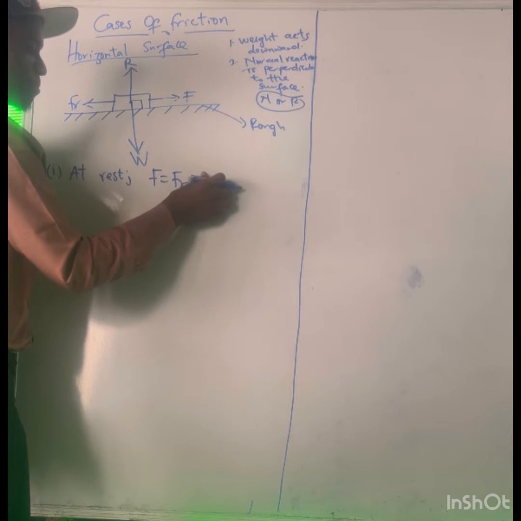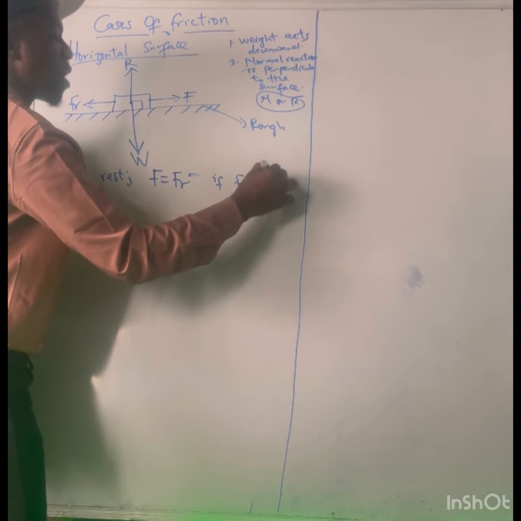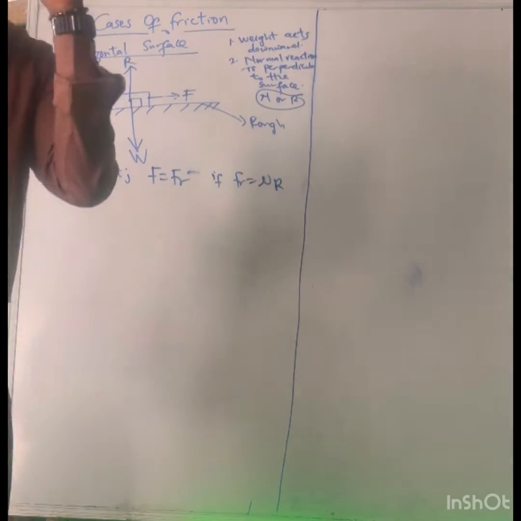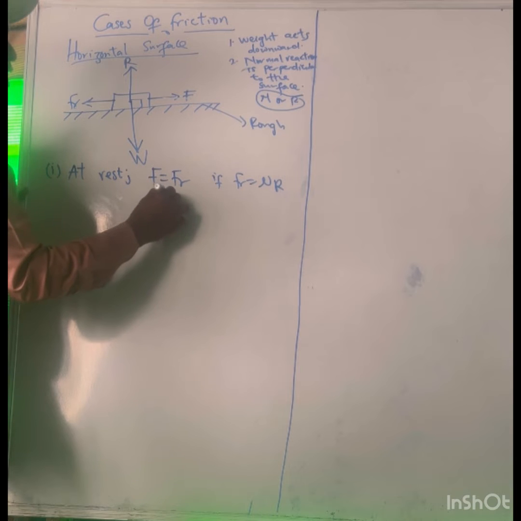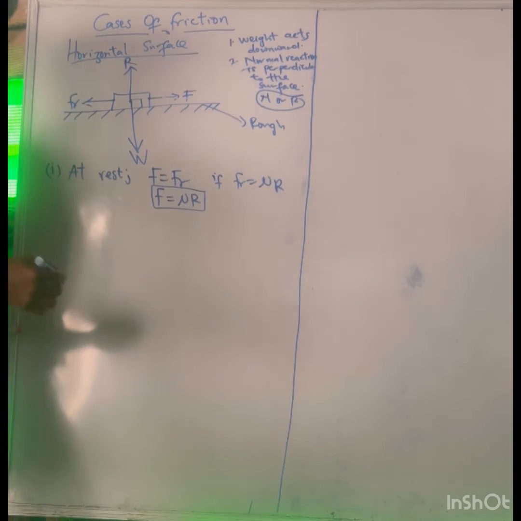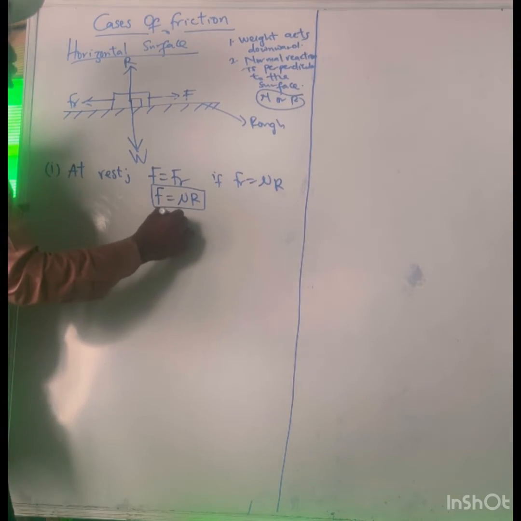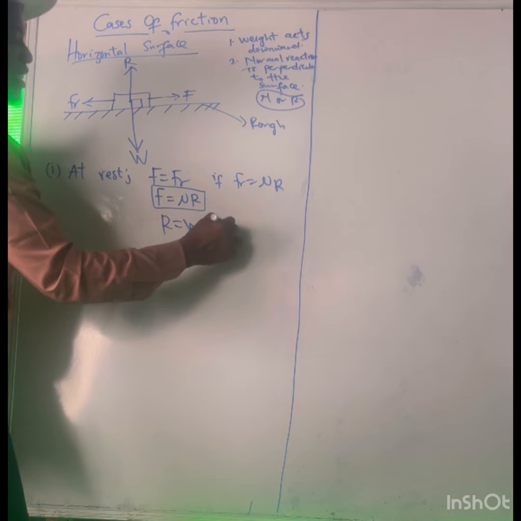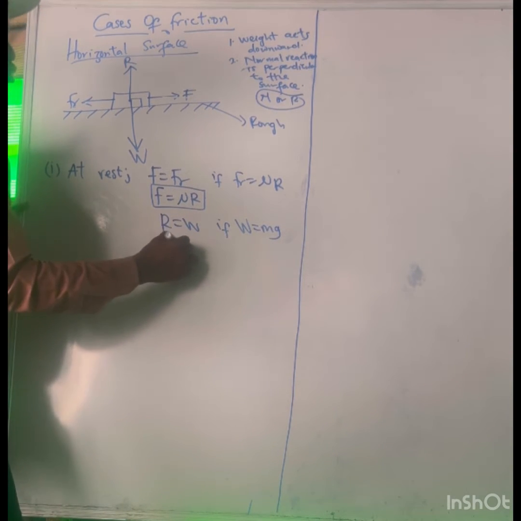And remember, if FR equals mu R, that is from the fifth law of solid friction. That simply means that my F can equal what? Mu R. This is the first thing. And the second thing is that the upward equals the downward, so that also means that my R equals W. Also remember that if W equals mg, then my R also equals what? Mg.